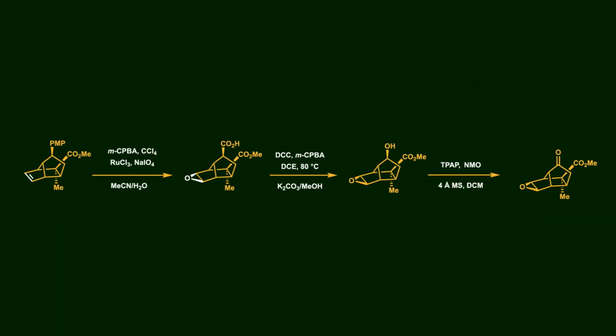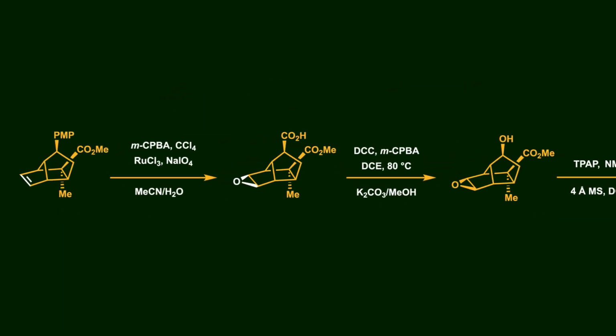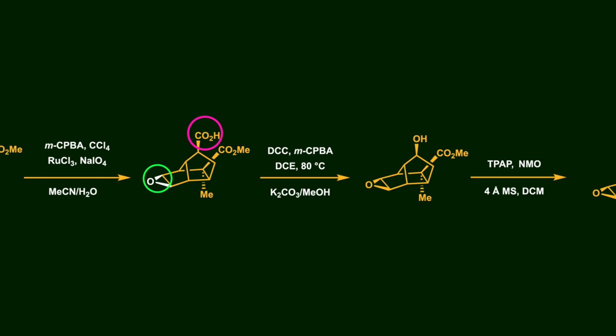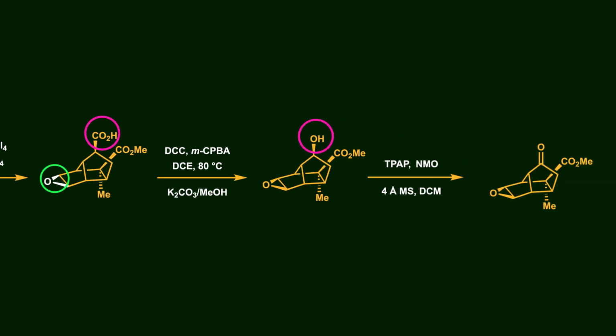In the next step, this double bond undergoes stereoselective epoxidation with mCPBA, followed by oxidative cleavage of the PMP moiety using ruthenium chloride and sodium periodate. The resulting carboxylic acid is first converted to an alcohol and then oxidized to a ketone via Ley oxidation.